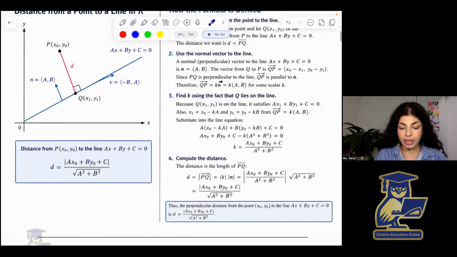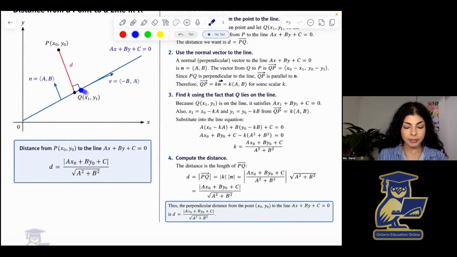Now, we know that Q is on the line. It's a point on the line. So that means it satisfies our Cartesian equation. So ax1 plus by1 plus c should be equal to 0. Now, going back here, knowing that QP is equal to k times (a, b), and also using the fact that QP is this coordinate here, using these two equalities, I can actually end up with x1 is equal to x0 minus k times a.